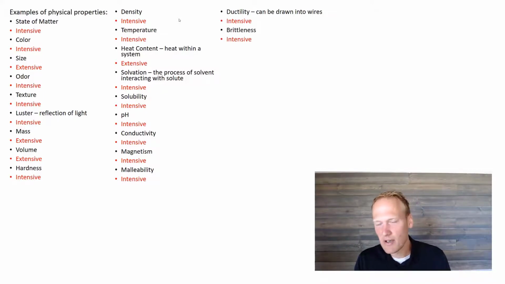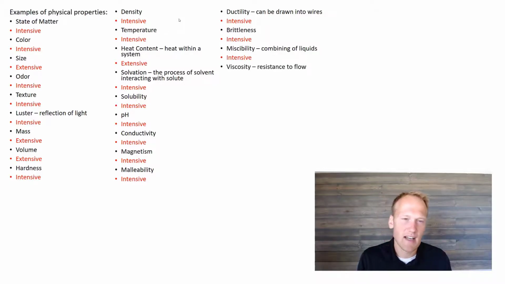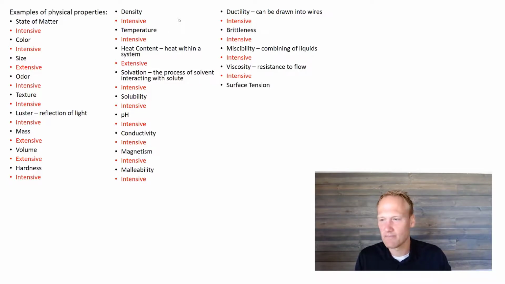If something is brittle, that's intensive. Miscibility, that would be if you can combine two liquids and they'll dissolve into each other. That property won't change with the size of the sample. Viscosity, which is like resistance to flow, like maple syrup would have a higher viscosity than water. That's intensive. Doesn't matter how much you have, the viscosity of maple syrup is the same.